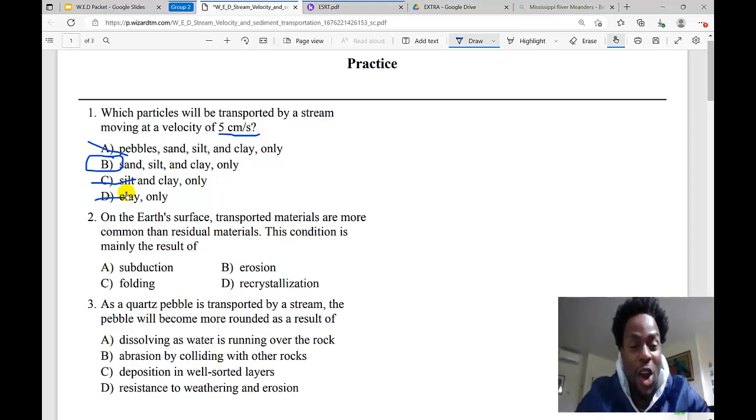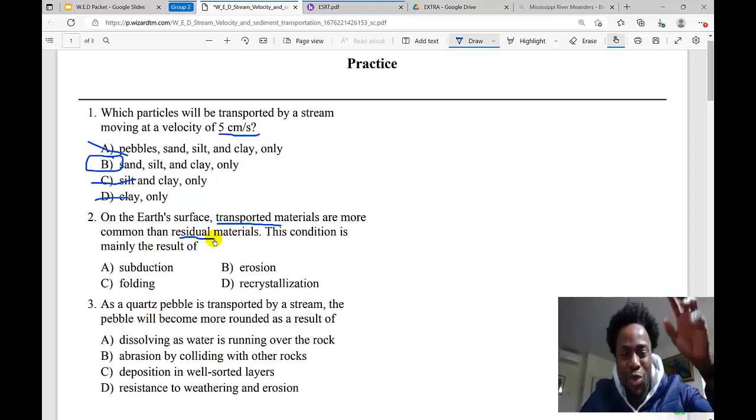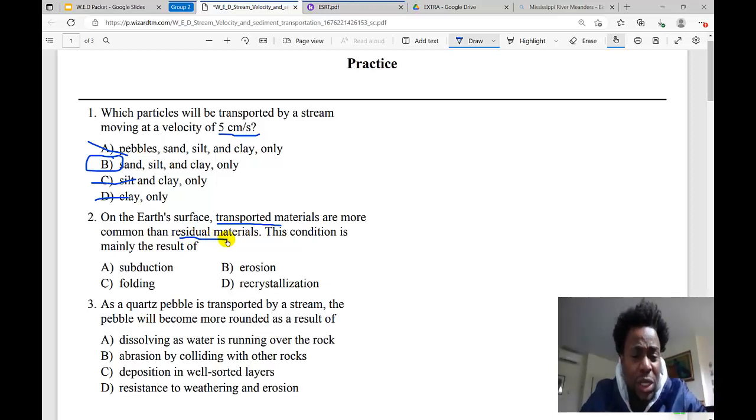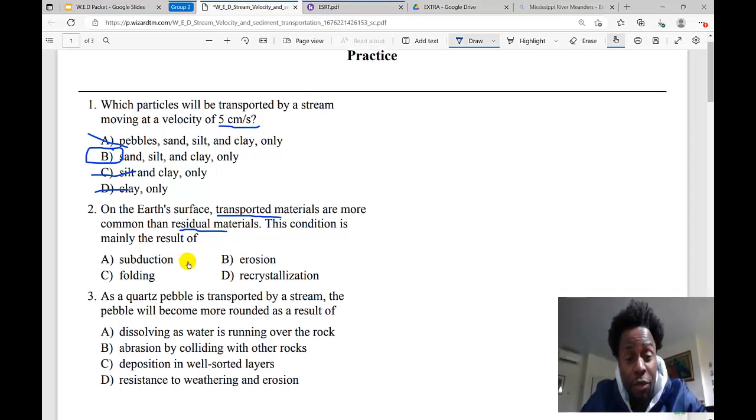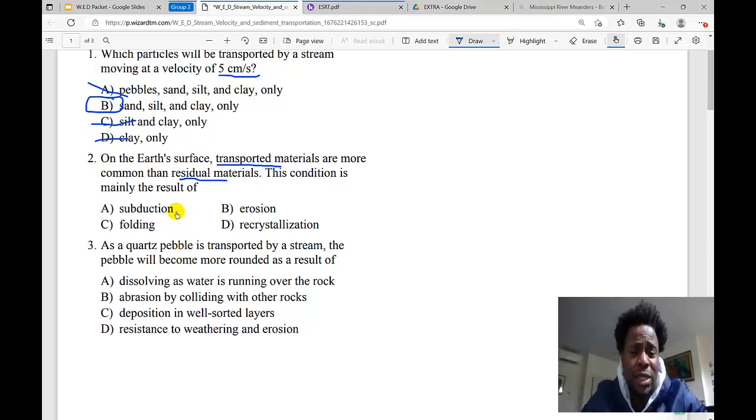Question number 2. On the Earth's surface, transported materials are more common than residual materials. Transported materials are brought from another area, than residual materials, which are local, originally resident, from the word resident. This condition is mainly the result of, all right, so what it's trying to say is that most of the things we see in our area on top of the soil are not originally from this area. They were brought in from somewhere else.